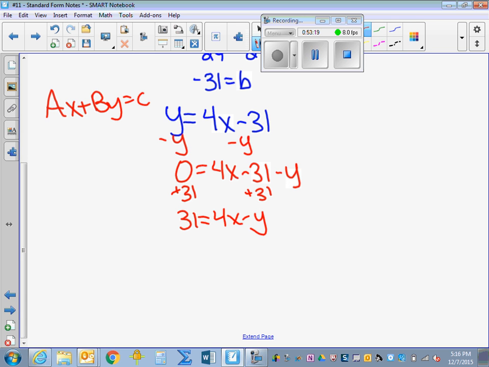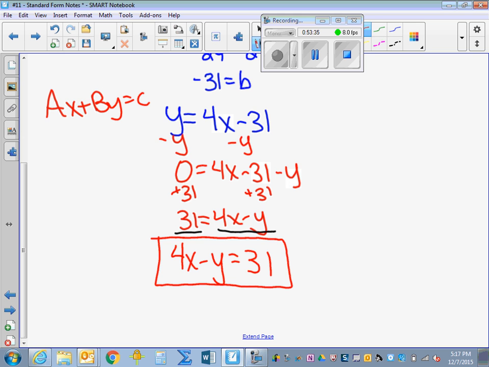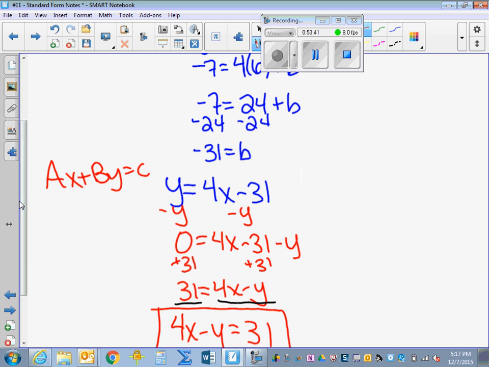Now we're almost there. We just need to flip our equation around here using that symmetric property. So I'm taking this and just flipping it across that equals. So I have 4x minus y equals 31. Leading coefficient is positive, no fractions, no decimals. That's our final answer. So we got it first in slope-intercept form to solve for b, and then we used that to convert it to standard form.